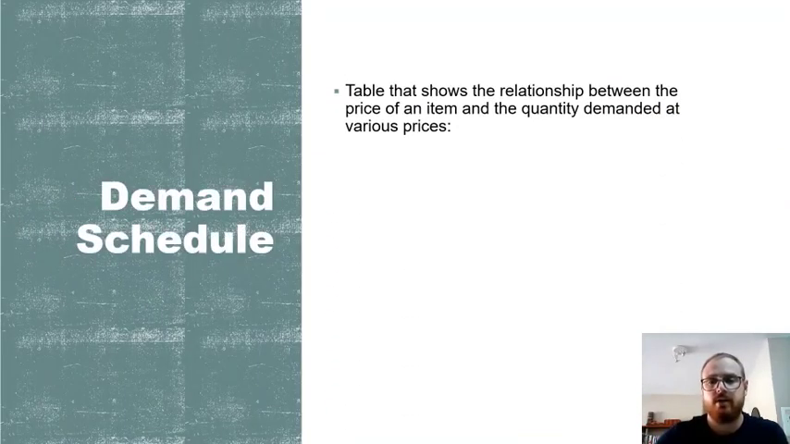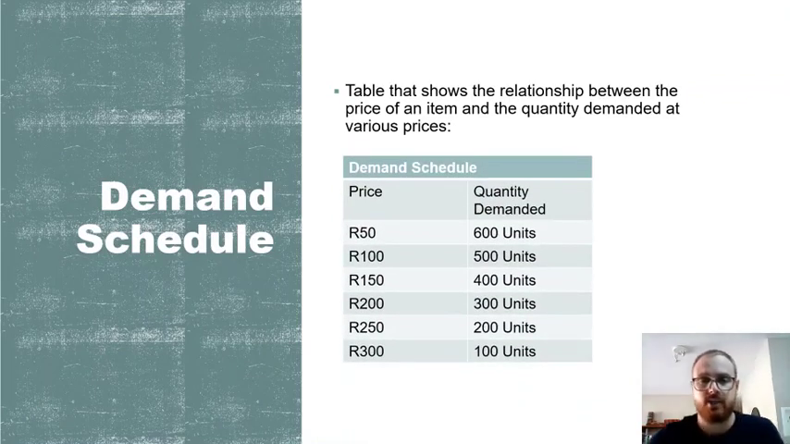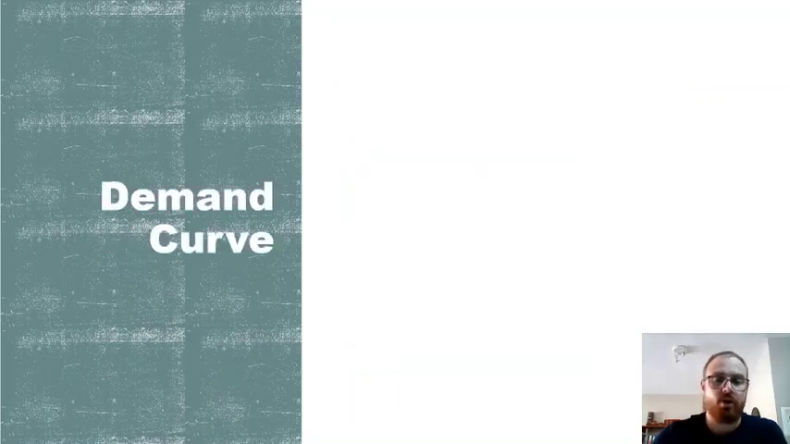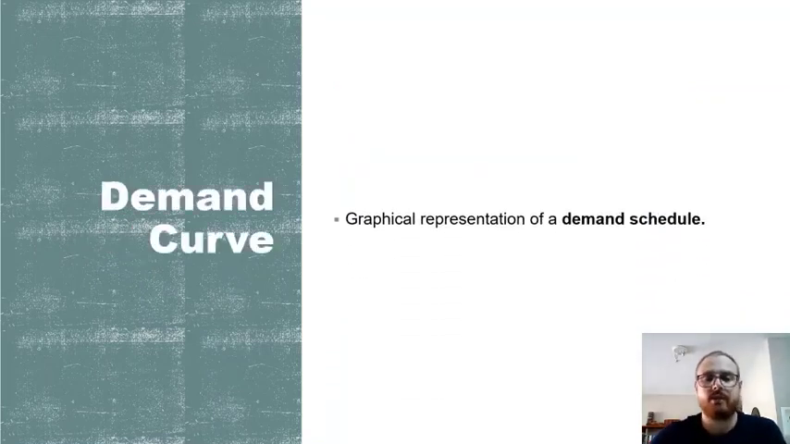Demand schedule. Right, ladies, this is a table that shows the relationship between the price of an item and the quantity demanded at various prices. Here's an example. You can see if the price is 50 Rand per product, 600 units will be demanded. If the price per product increases to 250 Rand per product, for example, only 200 units will be demanded. Demand curve. A demand curve is a graphical representation of a demand scale.